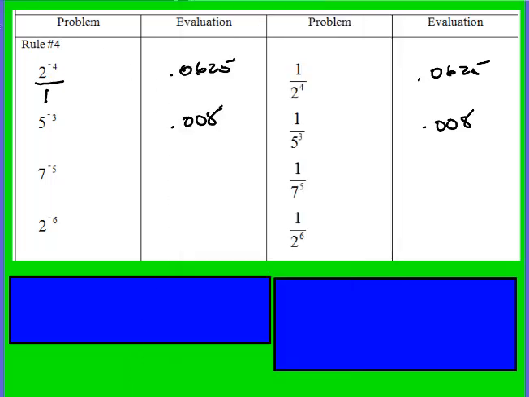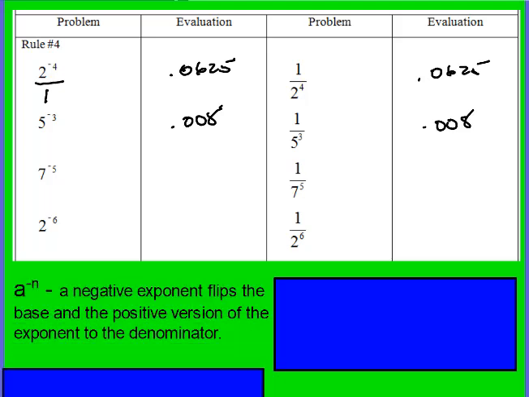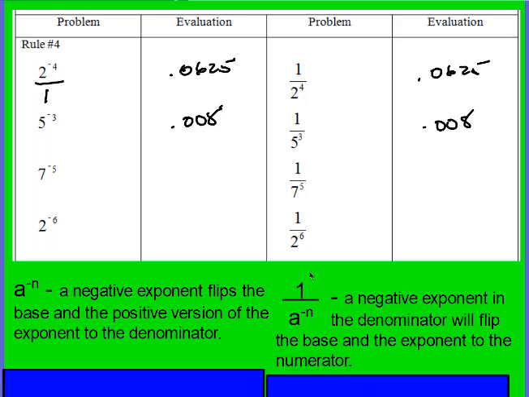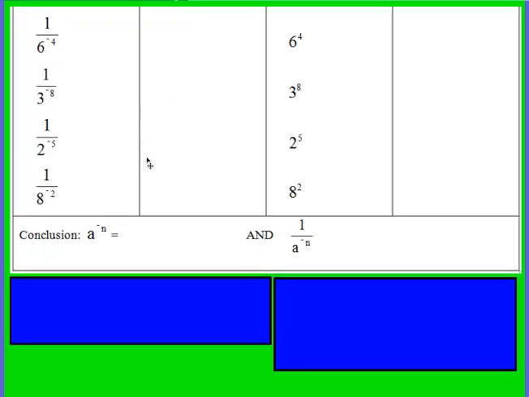So what you find out is that a negative exponent flips the base and the positive version of the exponent to the denominator. So if I had it the other direction, and we'll see this on the next slide, what if that negative exponent's on the bottom? Well, if this negative is flipping things, if this one over here is going to flip all this information from the numerator down to the denominator, this one that's in the denominator is going to flip it up to the numerator.